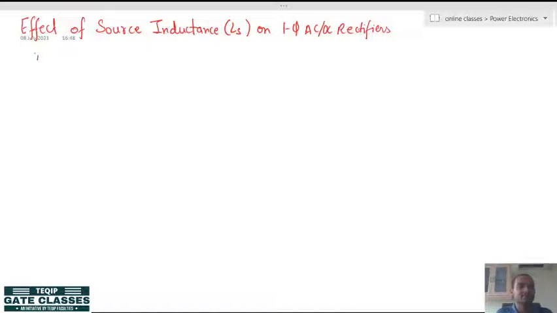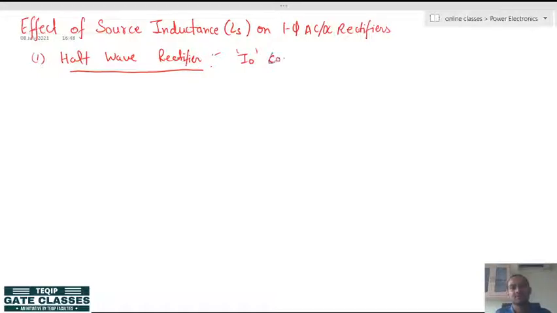So let us start with a very simple circuit, that is the half wave rectifier. For studying the effect of source inductance, we are considering the load current as constant, ripple free. So now let us take the first case, the half wave rectifier with freewheeling diode.